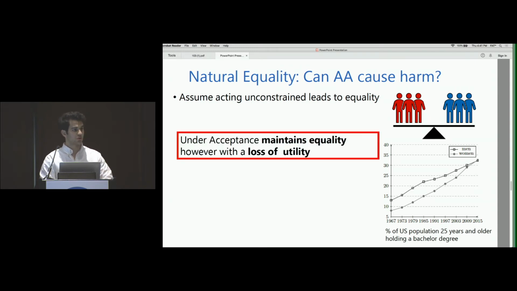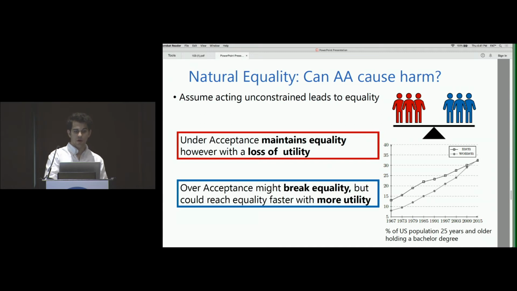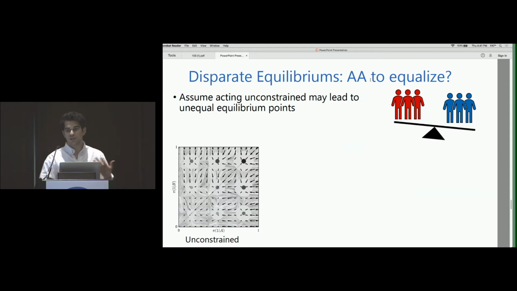Well, if affirmative action coincides with under-acceptance, equality is going to be maintained. However, we have a loss of utility that diminishes until equilibrium. On the other hand, with over-acceptance, we might actually break equality. However, when we do not, we might actually reach equality faster and with more utility. However, we generally expect that acting unconstrained, maximizing utility myopically, is not going to equalize the population.